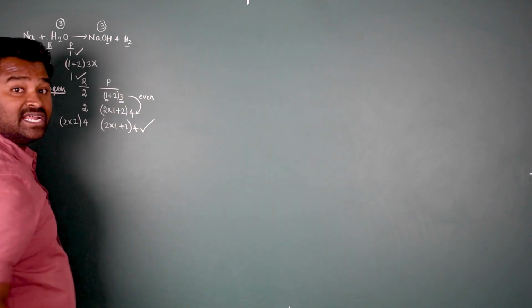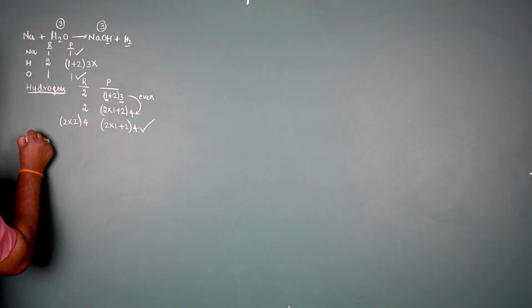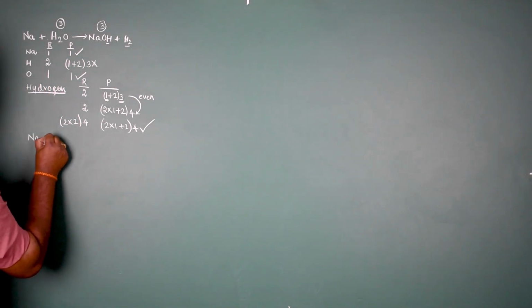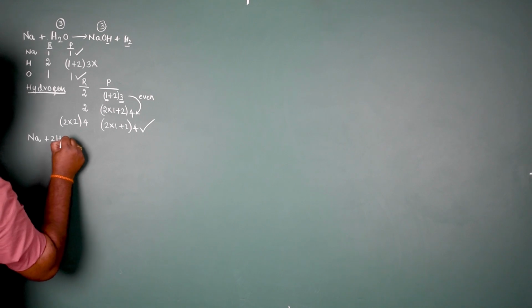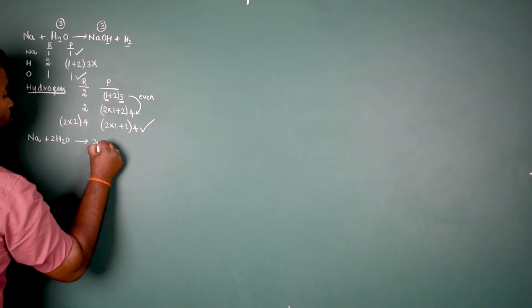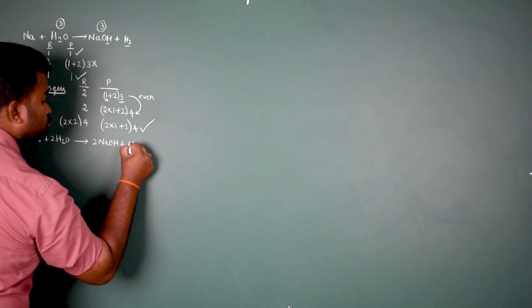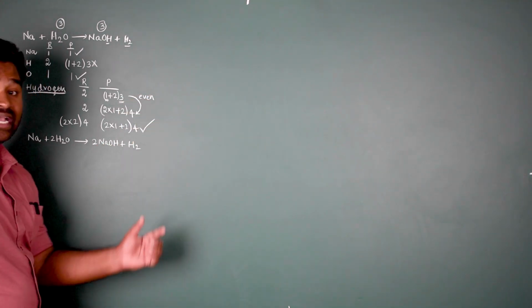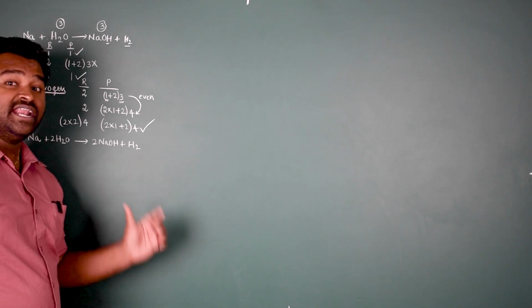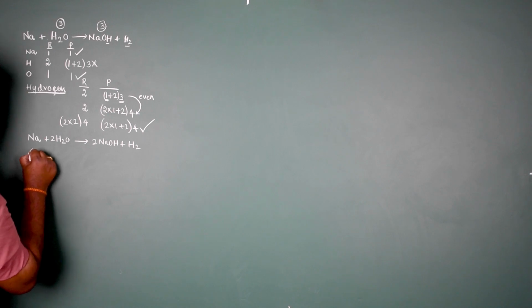Now both are balanced. That means my new equation becomes what? Na plus 2H2O will form 2NaOH plus H2. In this, hydrogens are balanced. Now if the hydrogens are balanced, let's go to what? Oxygen.